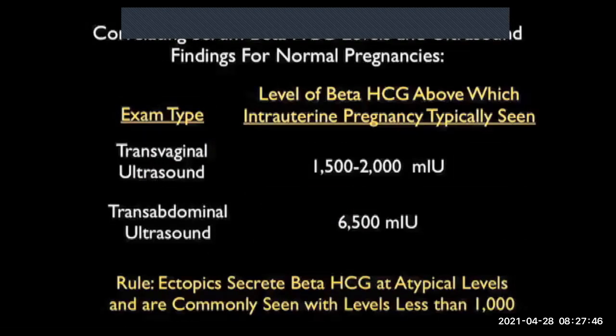Another important concept for OBGYN sonography is the correlation of the serum beta-HCG to the findings of a normal pregnancy. As we see here for transvaginal sonography, the discriminatory zone at which we will see findings of an intrauterine pregnancy are about 1,500 to 2,000 milli-international units. For transabdominal sonography, the discriminatory zone is about 6,500 milli-international units. Now, this rule does not apply to ectopic pregnancies, which secrete beta-HCG at atypical levels and are commonly seen with betas all over the map. They can be seen with betas lower than 1,000 and as high as 30,000.